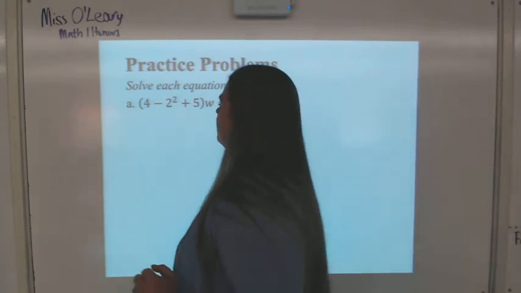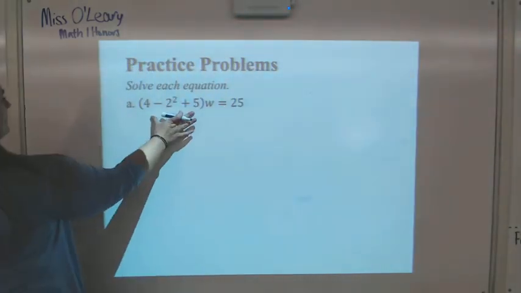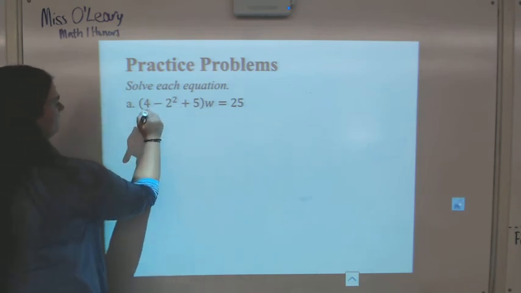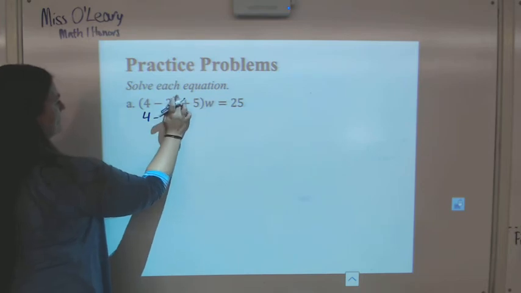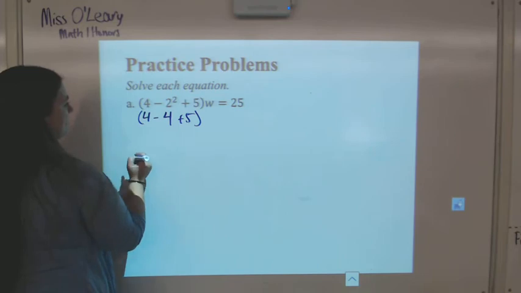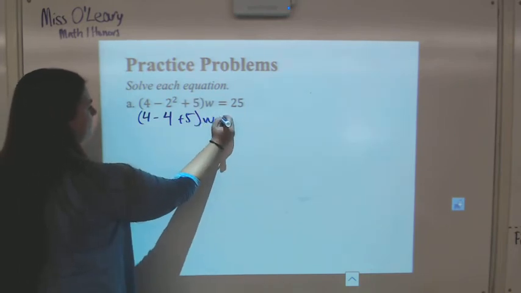Well, if I'm thinking about order of operations, inside this grouping symbol, I'm going to start again with order of operations, and I see an exponent. So I get 4, take away, well, 2 squared is 4, plus 5. All of that stays inside my grouping symbol.